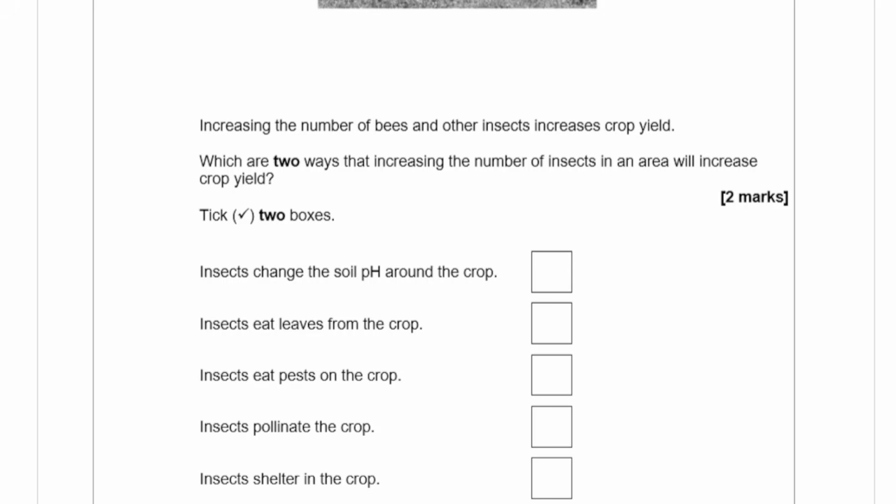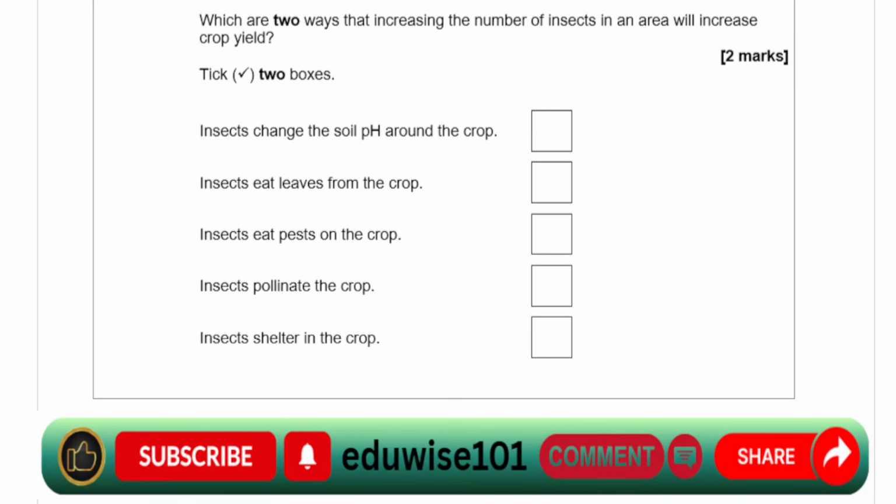Which are two ways that increasing the number of insects in an area will increase crop yield? Insects can't change the soil pH. Insects eat leaves from the crop, that would actually decrease it. Insects eat pests on the crop, maybe that could happen. Insects pollinate the crop, definitely. Insects shelter in the crop, doesn't actually help the crop.